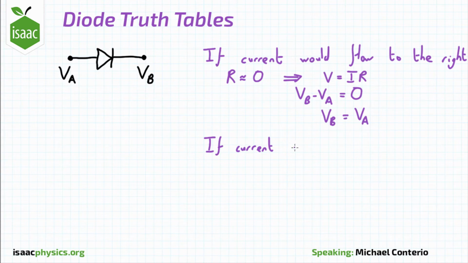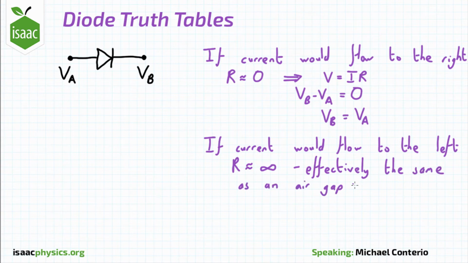If current would flow to the left, the resistance of the diode is effectively infinite, which is kind of the same as an air gap between VA and VB, so there's no relationship between these two potentials.